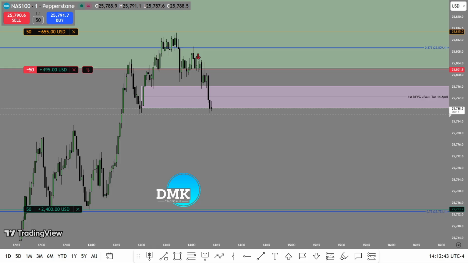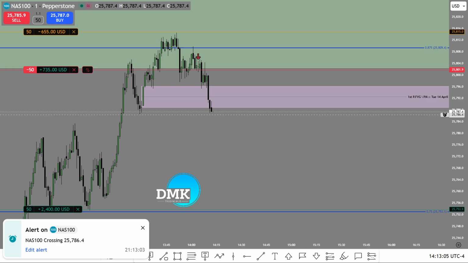So I would like to see displacement lower from here. I don't want to see so many candles retesting that first presented fair value gap. That was my alarm to notify me when we go below that low. Now since we've gone below that low, below the breaker, I'd like to see momentum moving lower.